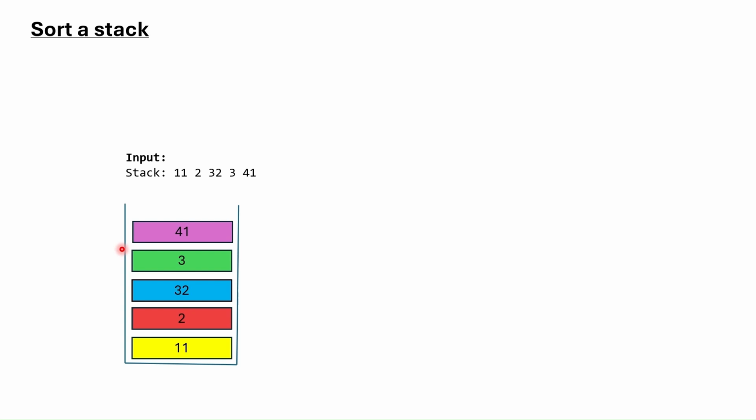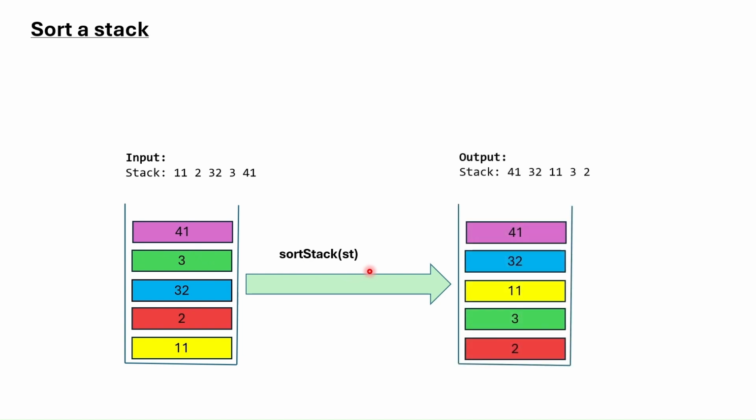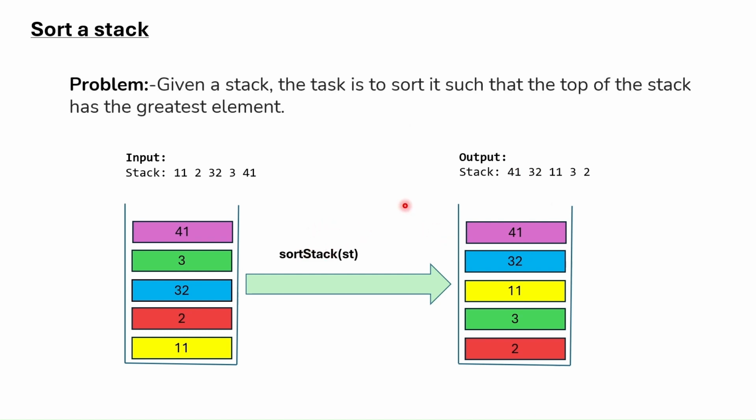To do it, we'll pass this stack to this function, and this function will sort the stack. Look here, 3 is greater than 2, 11 is greater than 3, 32 is greater than 11, and 41 is greater than 32. So this stack is sorted. If we pass this function over this stack, it will sort the stack. So this is the problem.